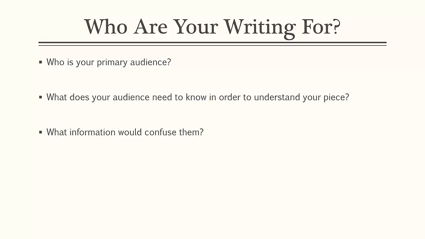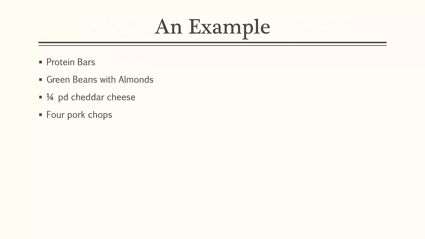Now, I'm going to give you an example here, and for this example, I'm going to take you to something very simple that we deal with all the time. I'm going to show you a grocery list. So I was buying the groceries, and my boyfriend had written out some things that he wanted recently, and this is an example of things that he included on his list. He wanted protein bars, he wanted green beans with almonds, he wanted a quarter pound of cheddar cheese, and he wanted 4 pork chops.